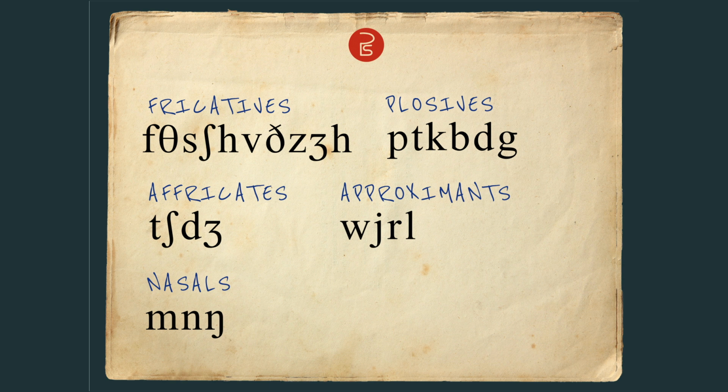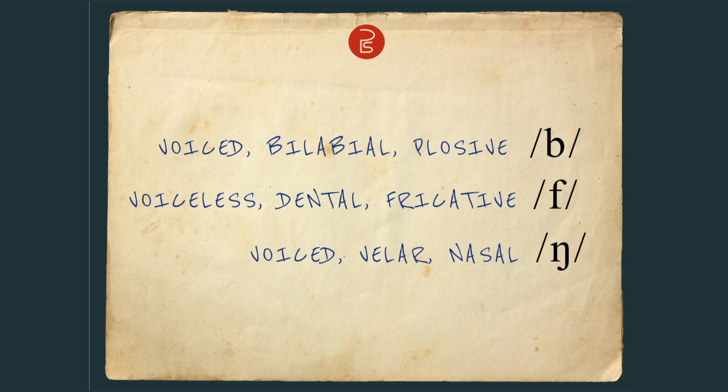Approximants, which are a bit vowel-like. They're not full blocks. W, R, Y, and lateral approximant L. And finally, nasals, where you have some sound going through the nose: N. So using these criteria, a voiced bilabial plosive is the B in big. A voiceless dental fricative is the th in think. And a voiced velar nasal is the ng in wrong.